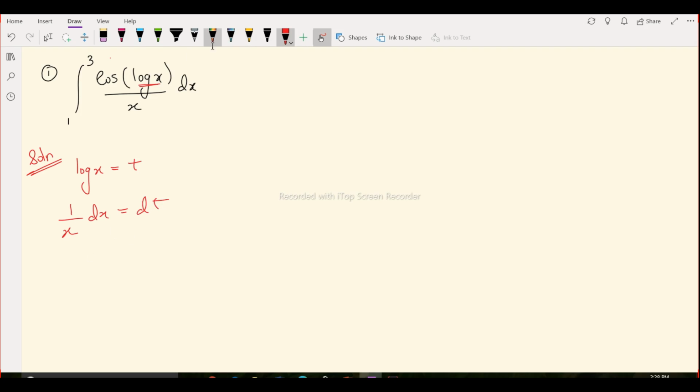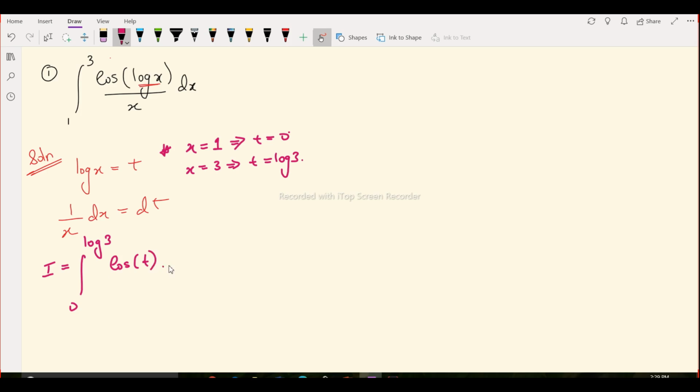Now the most important part in definite integration is that when you substitute, you have to change the limits. When you put x as 1, t becomes log of 1, and log of 1 is 0, so t is 0. And when you put x as 3, you get t as log of 3. So my integration will become 0 to log 3 cos of t dt. The limits have changed, because 1 by x dx becomes dt and log x becomes t. Now you can easily integrate.